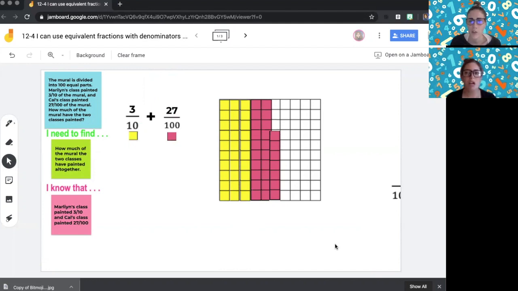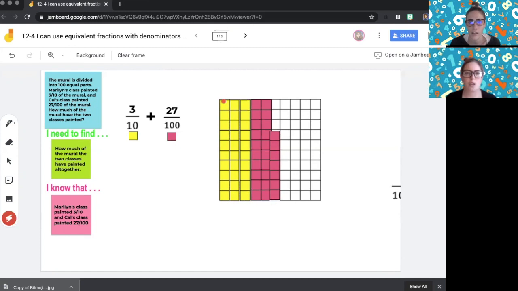Okay, so what could we count on this hundreds grid to get our answer? We can count the shaded part of the hundreds grid to find out how much of the mural is painted by both classes. So we can count in groups of 10, or we can count individual squares, unit cubes, but I think it's easier to count by groups of 10.